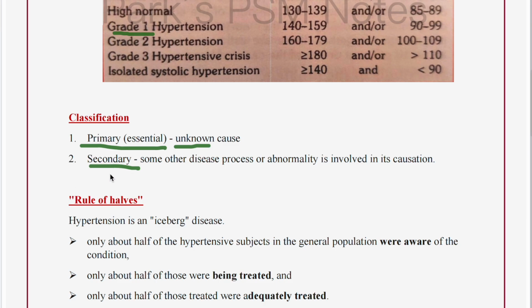Then comes the secondary hypertension. This is when some other disease or abnormality is involved in its causation, for example, diseases of the kidney, tumors of the adrenal glands, or toxemias of pregnancy. If the person is having hypertension because of these reasons, this type of hypertension is classified under secondary hypertension.